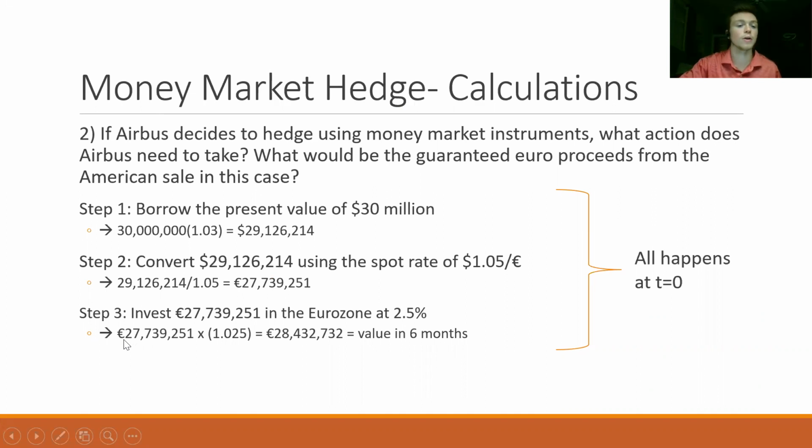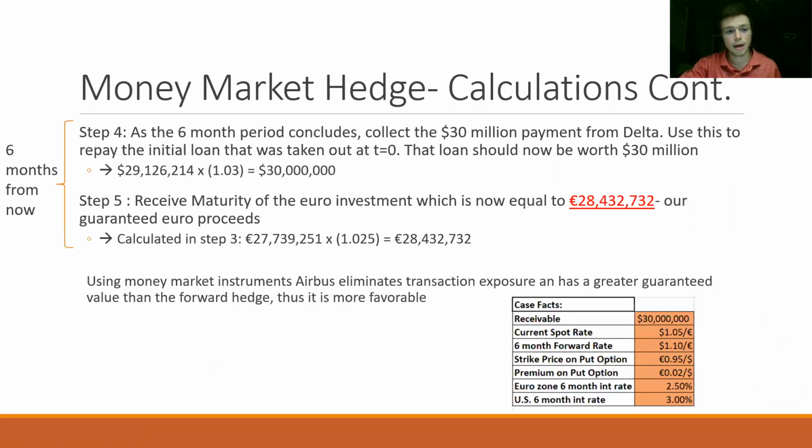So the calculation here is just that 27 million amount times 1.025, that is, 1 plus the interest rate, which is going to get us a guaranteed value of 28,432,732 euros in 6 months. And it's important to note that this all happens at t equals 0. So day one is when all of these things are simultaneously happening.